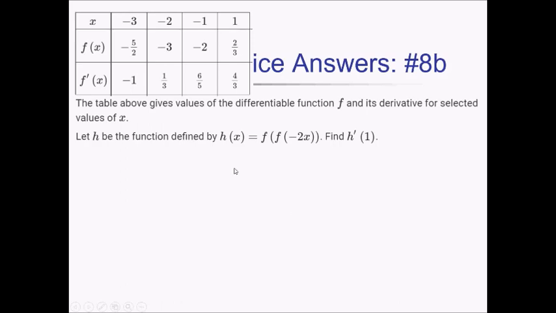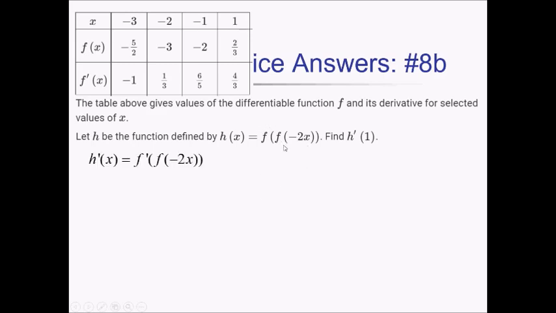For the next part of this problem, we're defining h as f of f of negative 2x, and we want to find h prime of 1. So this is just going to be a big, messy chain rule where we're trying to keep track of things. So let me start with taking the derivative of the outer function. That's f of something. Well, the derivative of that's going to be f prime of something. In this case, f prime of f of negative 2x.